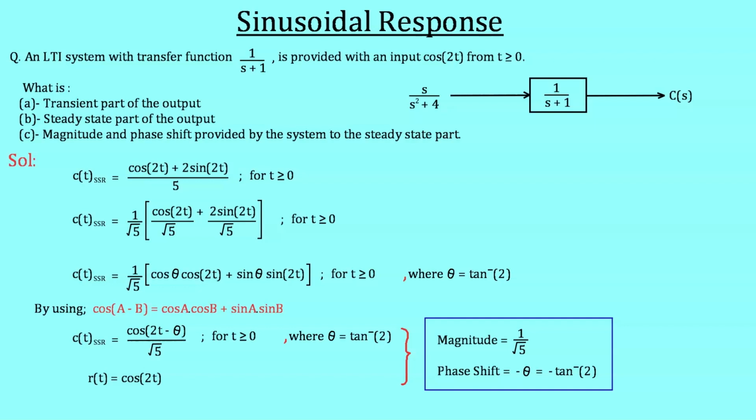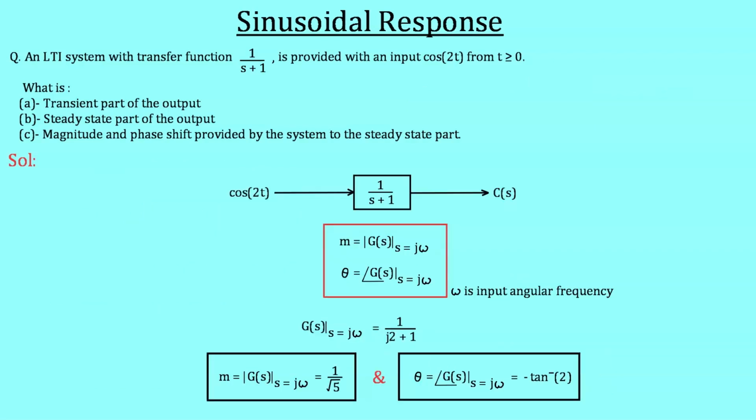This is one way you can find the phase shift and magnitude, but there is another way which I discussed initially and is actually quite straightforward. You have to simply put the value of s equal to j omega, where omega is the input angular frequency, in the equation of the transfer function, and by finding the transfer function's magnitude and phase shift, you can easily find the value of the magnitude and phase shift provided by the system to the steady state response.